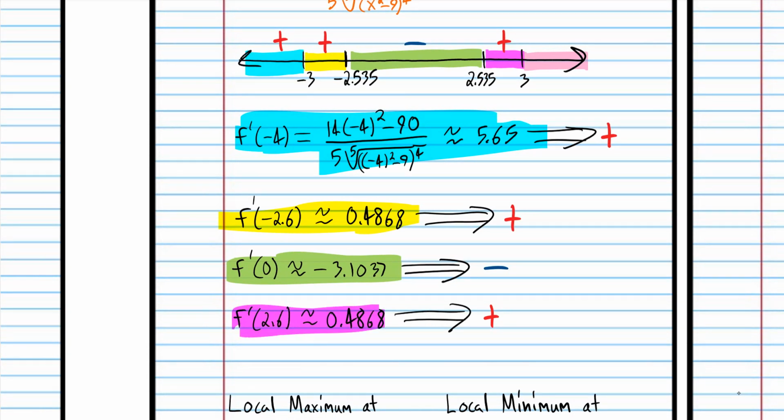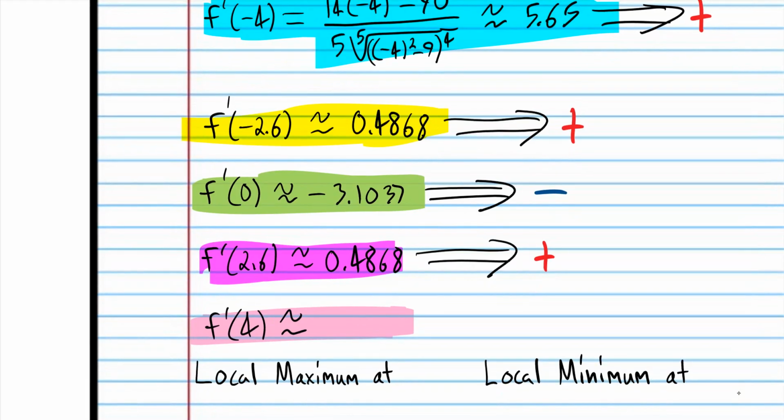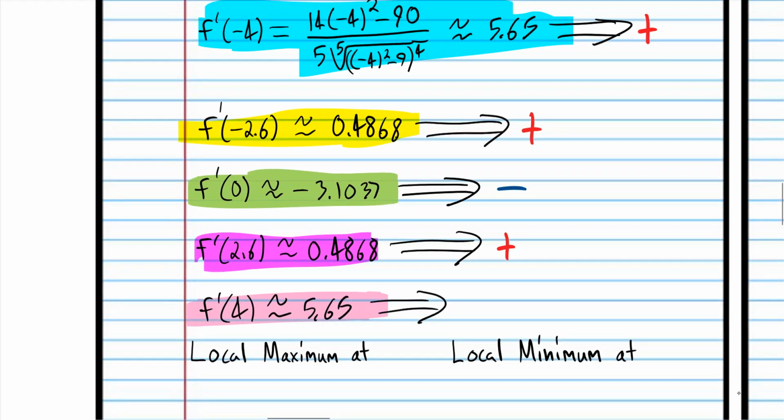Now we're going to check the pink. And we can try positive 4. Again, it's very handy to have the calculator to help us with this. So then we get 5.65 approximately, which is a positive number.